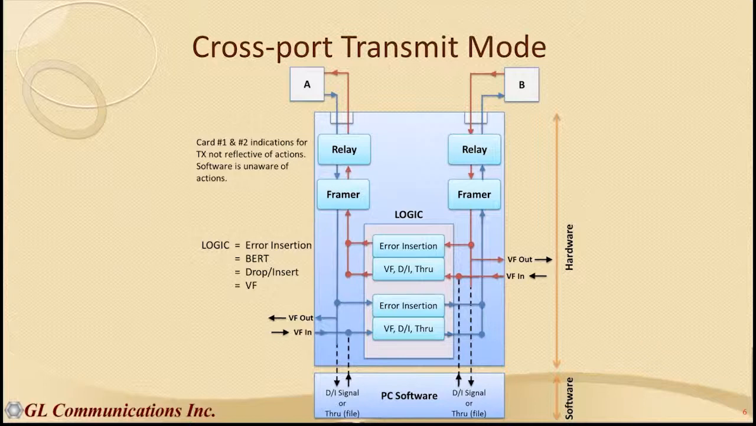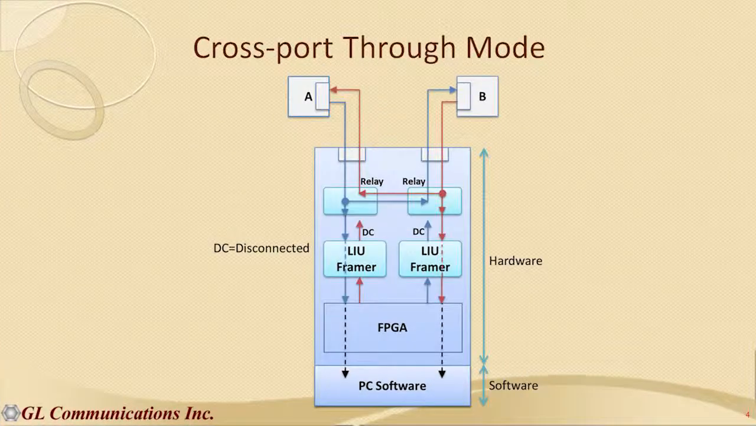All right, so we had mentioned cross-port through and cross-port transmit. This is the cross-port transmit mode. In the cross-port through and cross-port transmit modes, whatever is connected to one of the ports goes directly through the relays to the B port. In addition, you can actually monitor the receive side signal. Whatever comes in on A goes directly to B, and whatever comes in on B goes directly to A. This is good for inline monitoring. Right, it's very useful for inline monitoring.